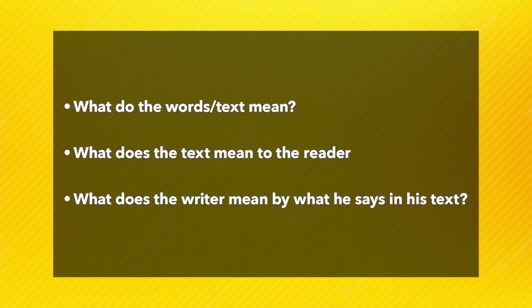His history of ideas approach advocated a) a textual interpretation of texts, but not without a familiarization with the reader's or interpreter's preconceptions, and b) a contextual interpretation of the social circumstances in which the text is written, as well as to which it is addressed. According to him, the text has three meanings. First, what do the words or the text mean? Second, what does the text mean to the reader? And third, what does the writer mean by what he says in his text?